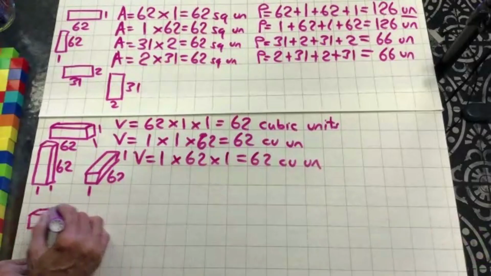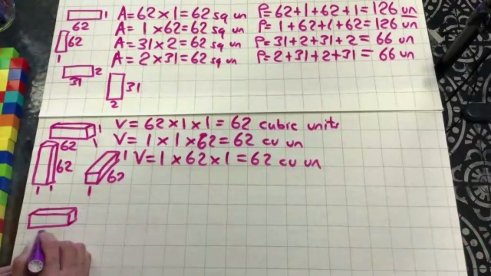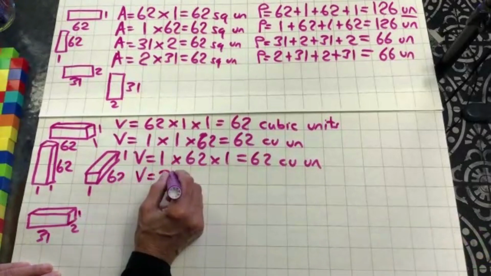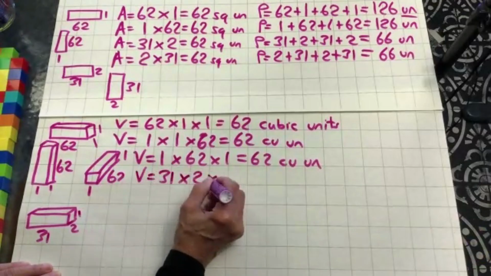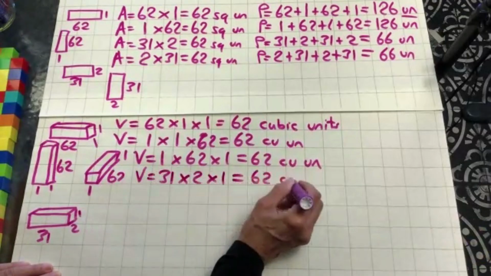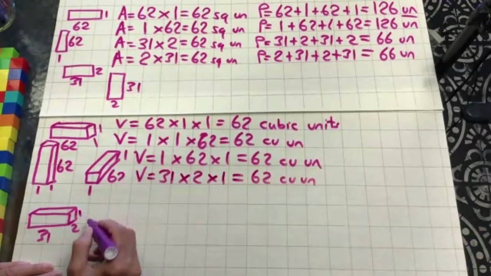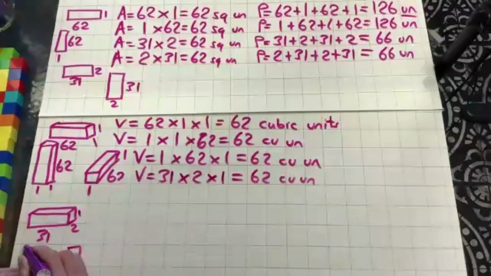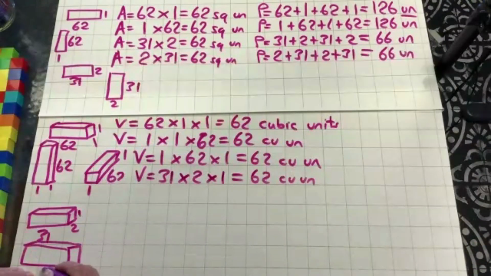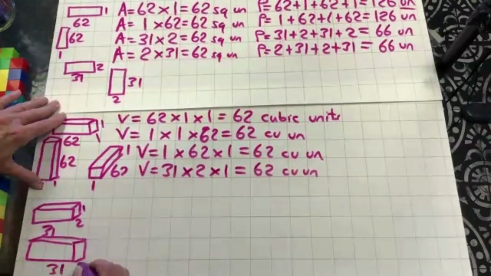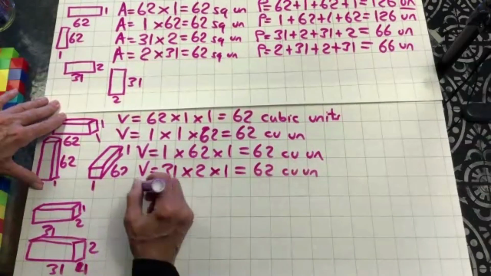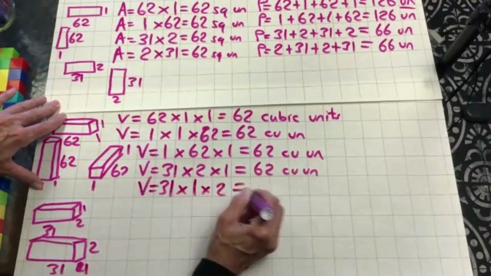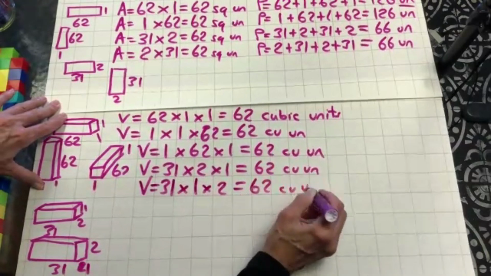All right, let's go on to the next one. So this would be, I'm just going to draw this cube here for you, 31 by 2 by 1. So we have a 31 by 2 by 1 equals 62 cubic units. Then we're going to have a 31 by 1 by 2. So this one's just, we just kind of flipped it around, 31 by 1 by 2. So 31 wide by 1 deep by 2 tall equals 62 cubic units.